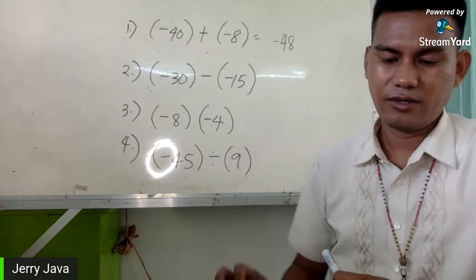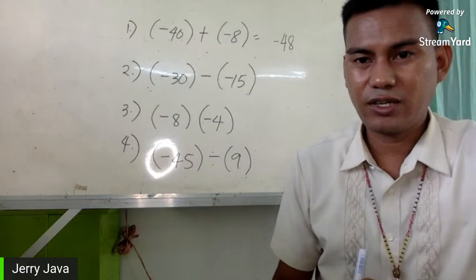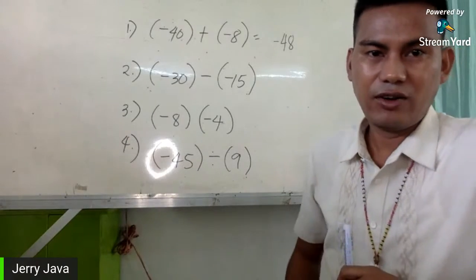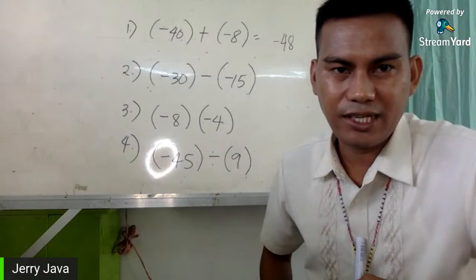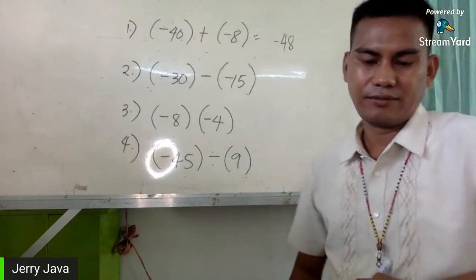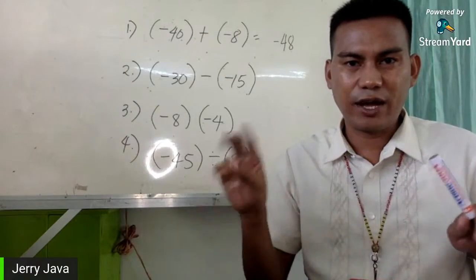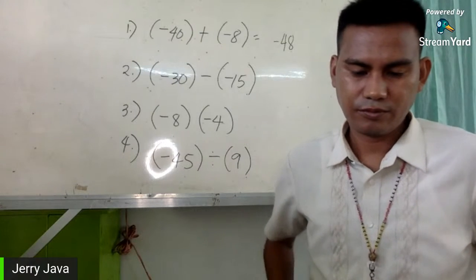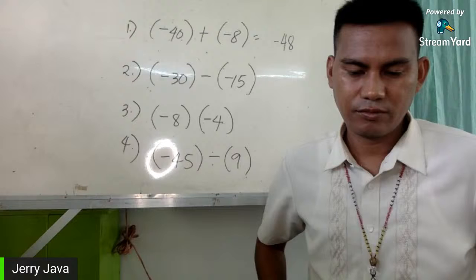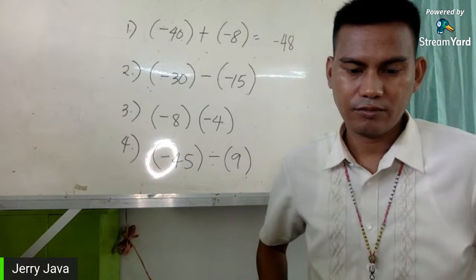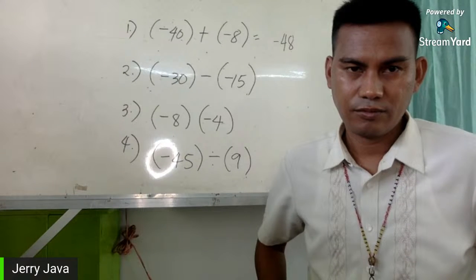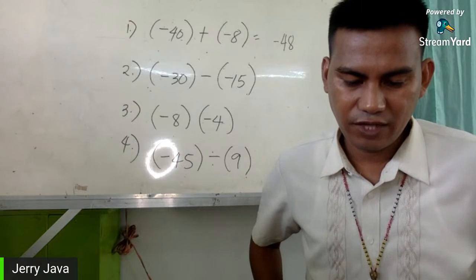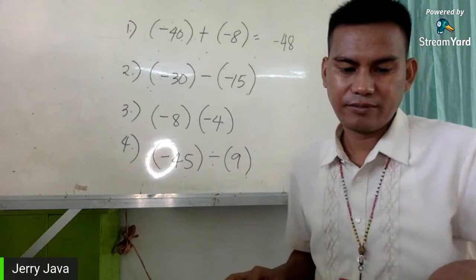Okay, that's correct. Be honest in checking your answers. Type in your answer for number 2, negative 30 minus negative 15. I'm seeing the same answers, negative 15, negative 15. Everybody, please.